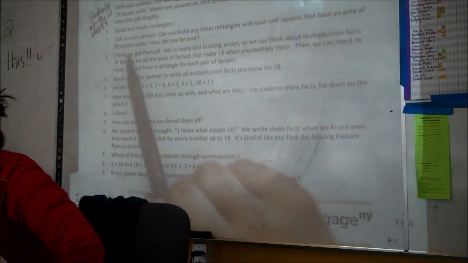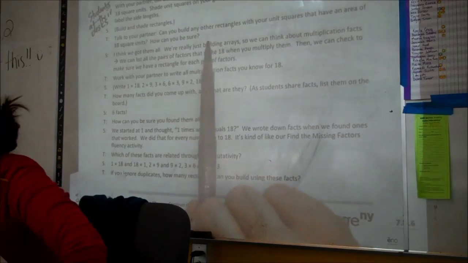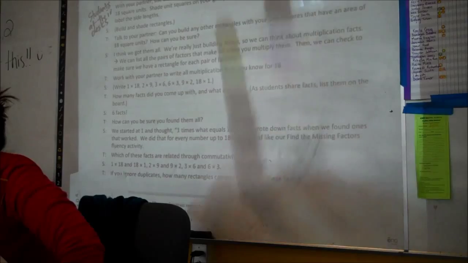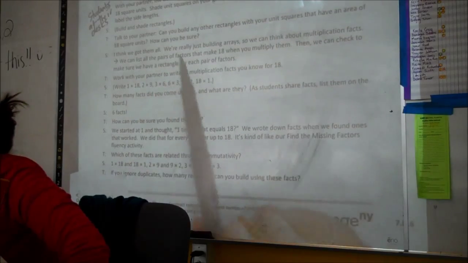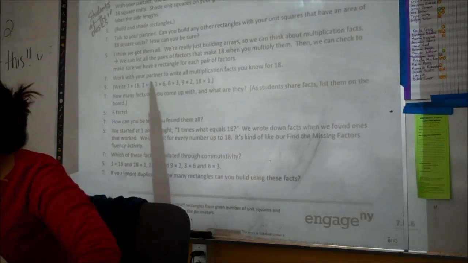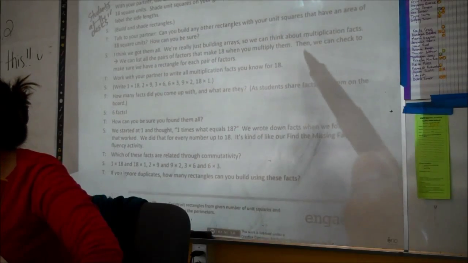I'm reading through. Talk to your partner. Can you build any other rectangles with your unit squares that have an area of 18 square units? How can you be sure? I think we got them all. We're really just building arrays so we can think about multiplication facts. We can list all the factor pairs that make 18 when you multiply them.